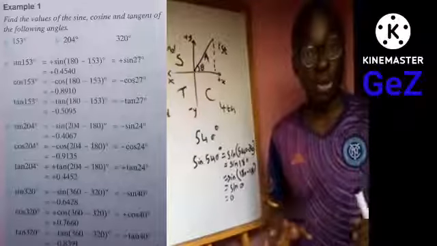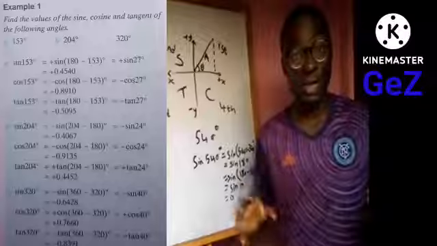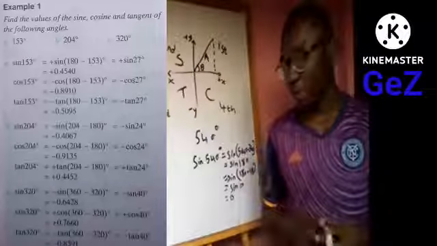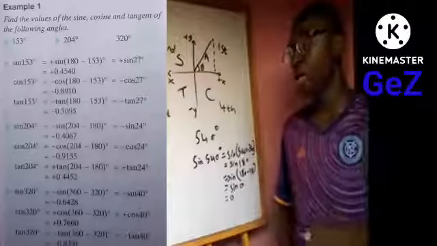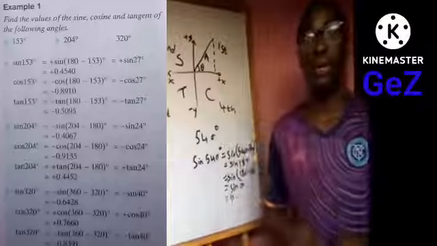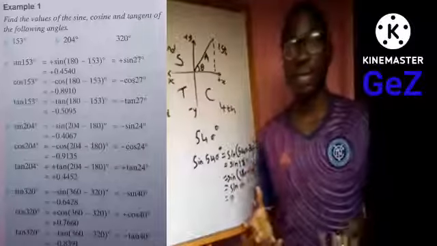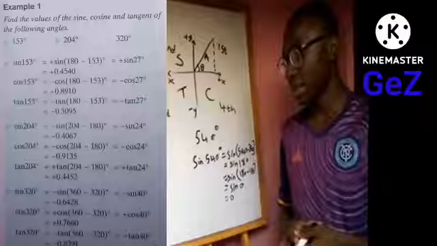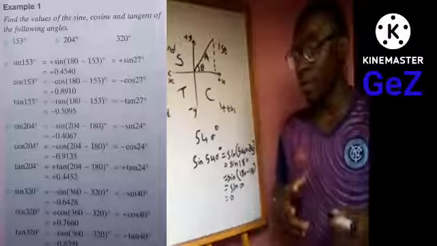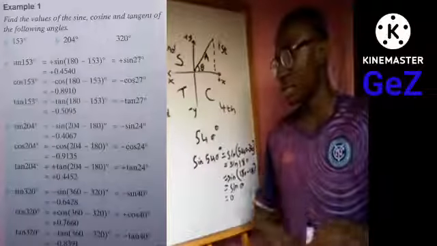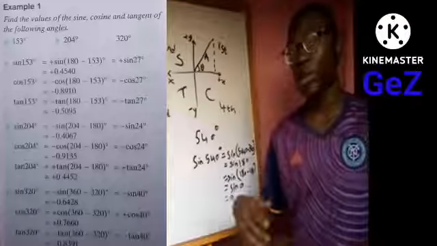Now these are all positive angles. We are going to be doing the one of negative angles shortly, but these positive angles are simple enough. All you need to do is figure out which quadrant they fall in. You can see that 153° falls in your second quadrant, 204° falls in your third quadrant, and 320° falls in your fourth quadrant.